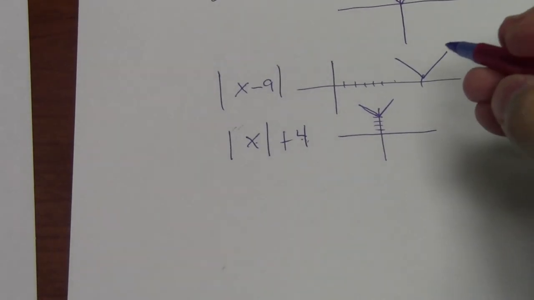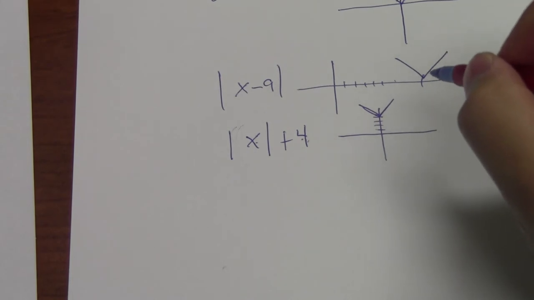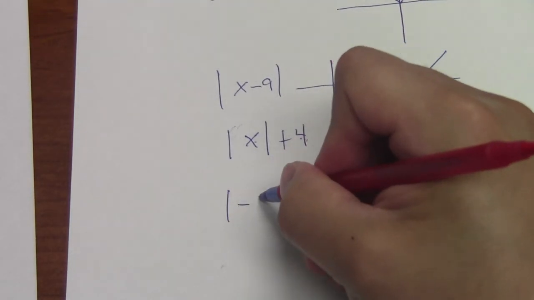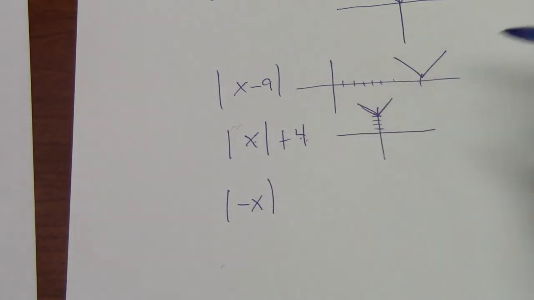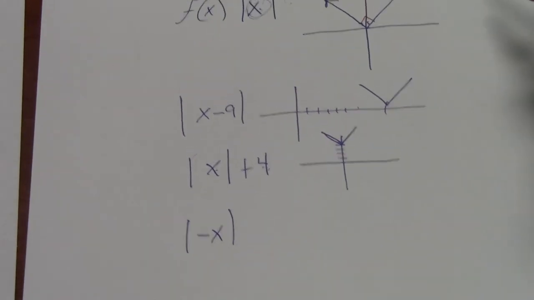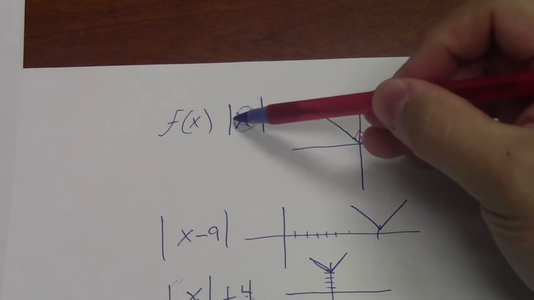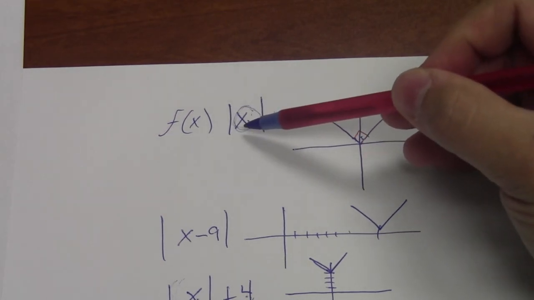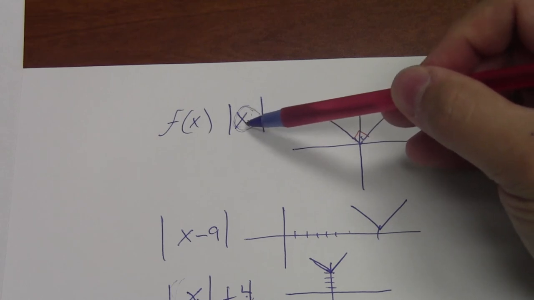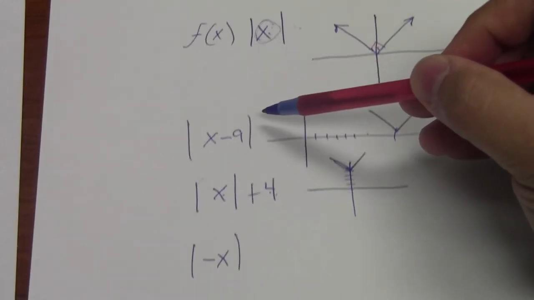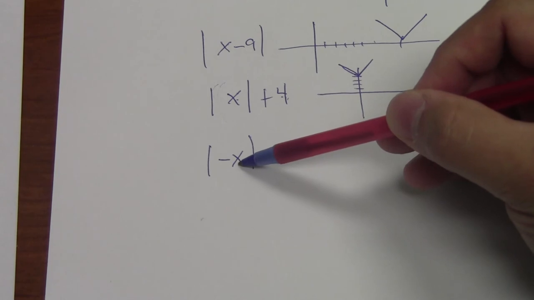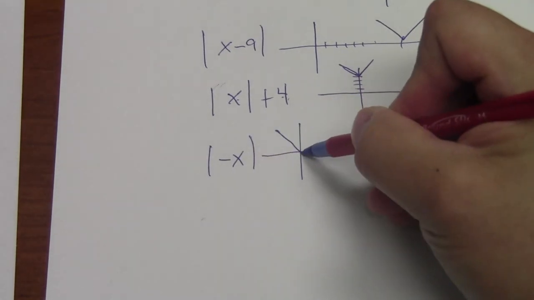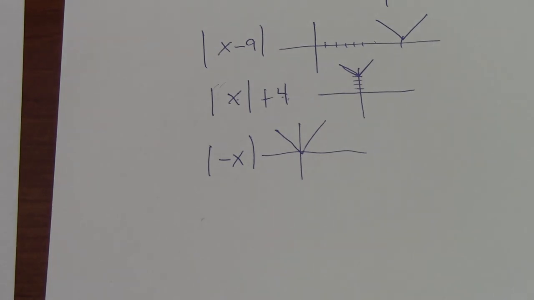If you had a negative x in absolute value, it should be exactly the same as this one, because remember, absolute value is just the distance from 0. It doesn't really matter if it's positive or negative in here. It's just the distance from 0. So negative x inside absolute value is exactly the same as normal x. Just the same. There we go.